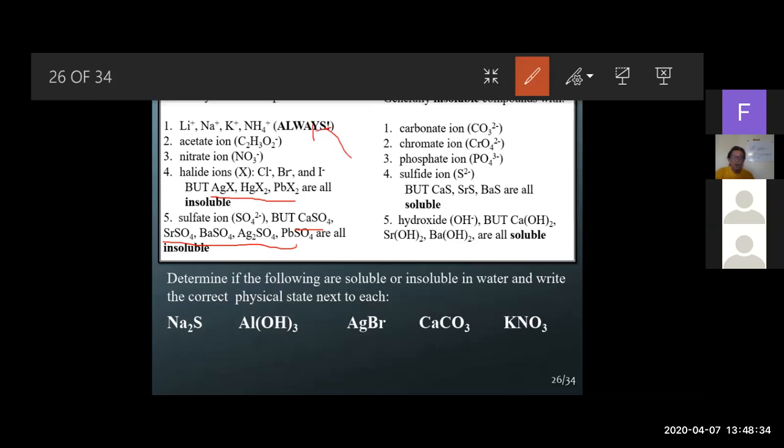It's supposed to be an arrow. So if carbonate is bonded to lithium, sodium, or potassium, or ammonium, you're soluble. Otherwise, you're insoluble. Okay? The same is true for chromate number 2 and number 3, phosphate.